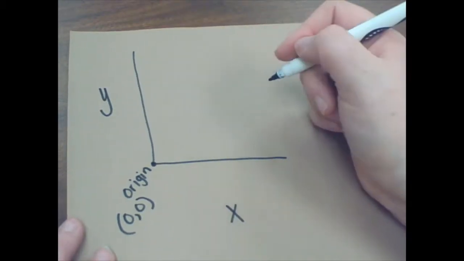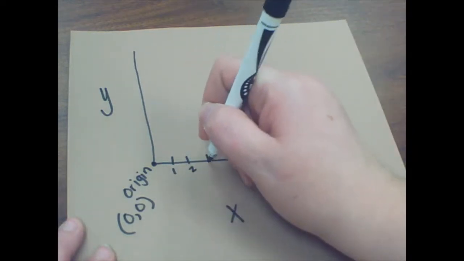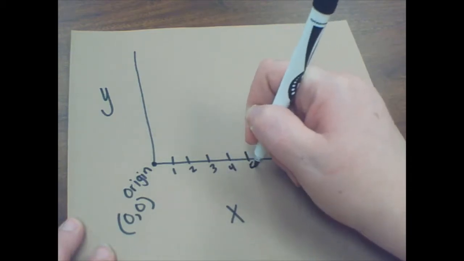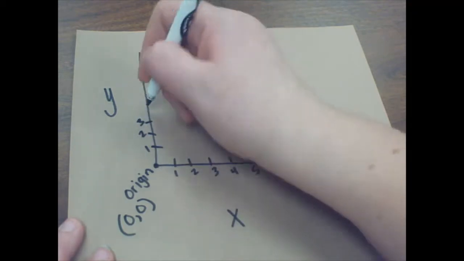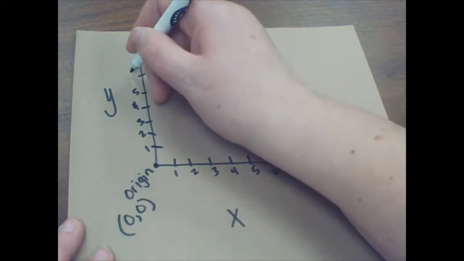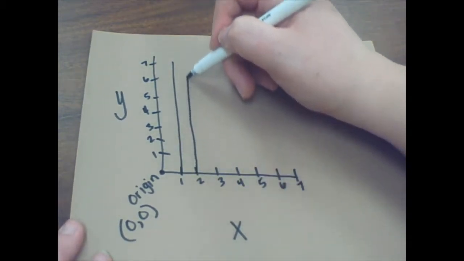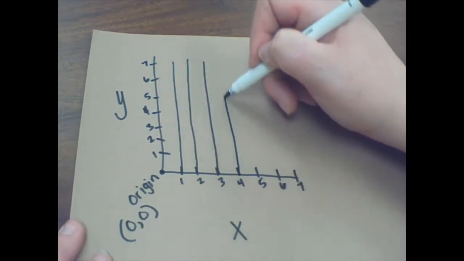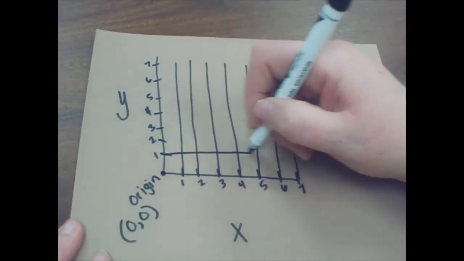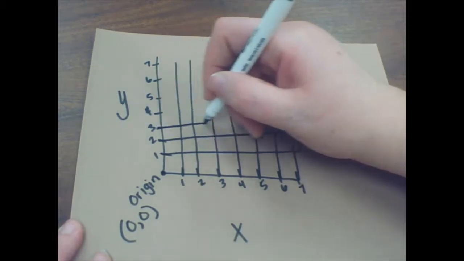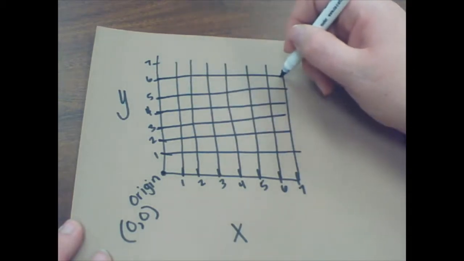Okay? So I'm just going to go in intervals of 1, which means I'm going to count by 1. It's going to be 1, 2, 3, 4, 5, 6, 7. Okay, you can see I'm kind of making my own grid and my own graph. Now, it's not perfect, but it'll do.